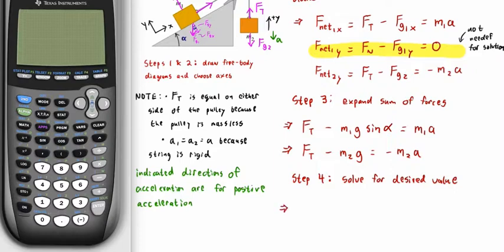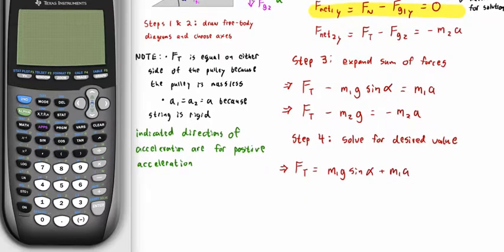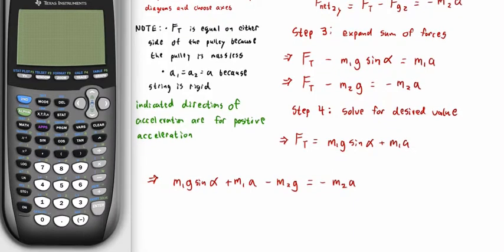So then we're going to have T is just going to equal m1 g sine alpha plus m1 a. Okay, and then we can go ahead and substitute that in. So then we're going to have m1 g sine alpha plus m1 a minus m2 g equals negative m2 a. Okay, and that was by substituting this in for that, and then just writing that whole equation. Okay, we're going to collect like terms and solve for a.